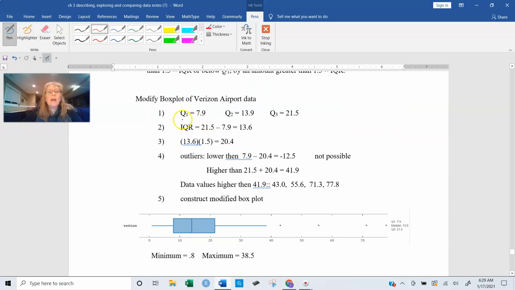We have 7.9, 13.9, and 21.5. Step 1, we take 21.5 minus 7.9. Okay, we have our interquartile range. So now we take 13.6 times 1.5. This is always 1.5. And we get 20.4.